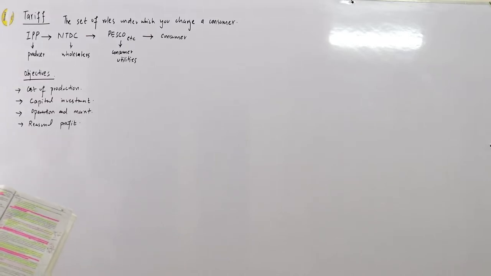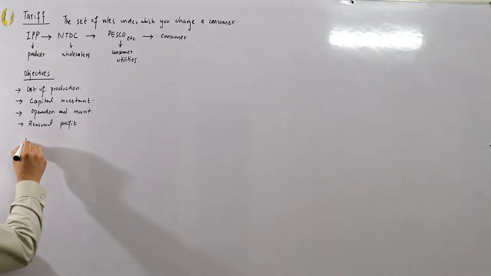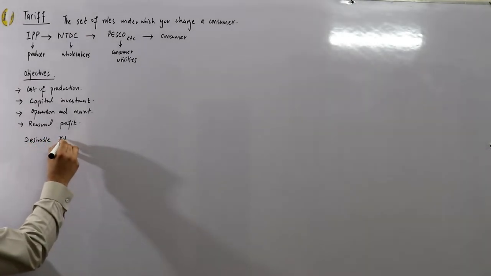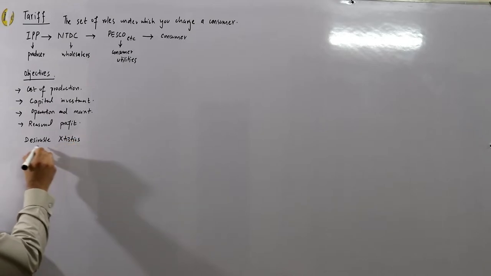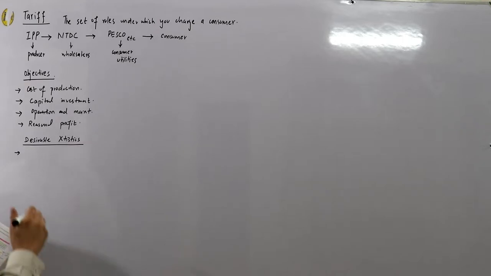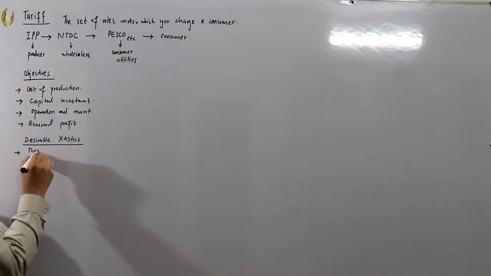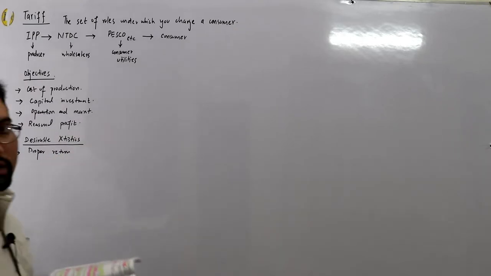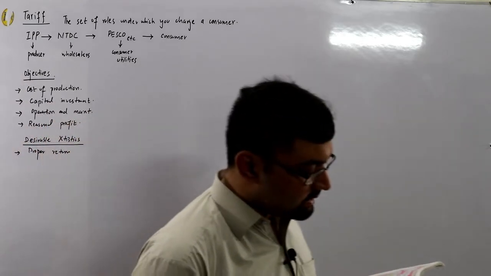So the objectives are this. Now the next is the desirable characteristics of tariff. So what should be the desirable characteristics of tariff? The first one is that it should have a proper return. Proper return means that the money that you are spending, you should be able to get it back.